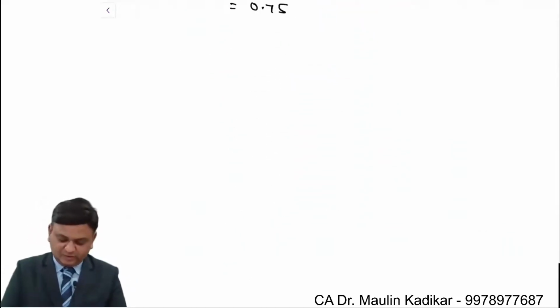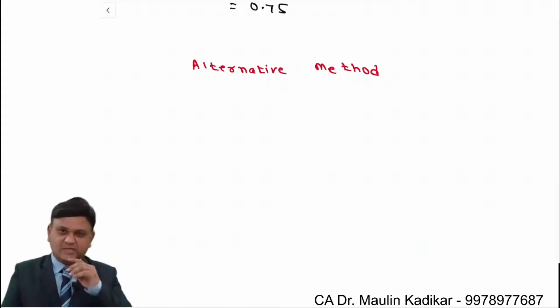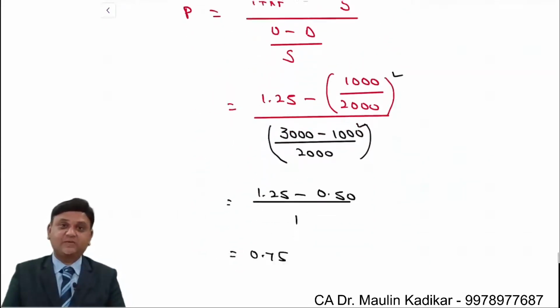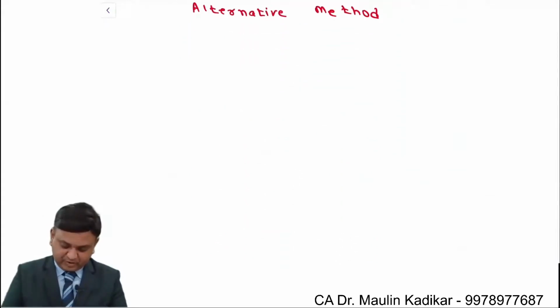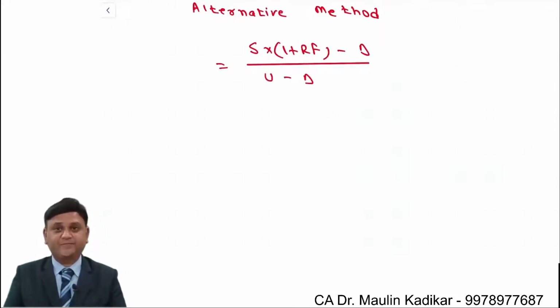There is yet one more method here, an alternative method. The reason that I am dictating this to you is because sometimes you may find this kind of formula and you are surprised about where the formula comes from. So the alternative method is like this: P is equal to spot into 1 plus RF minus down price, whole divided by up price minus down price.